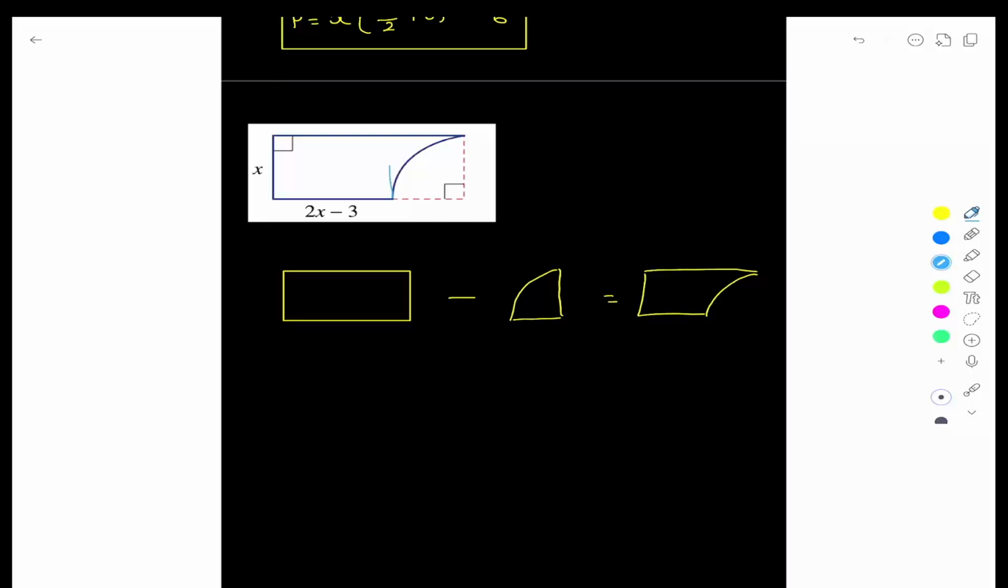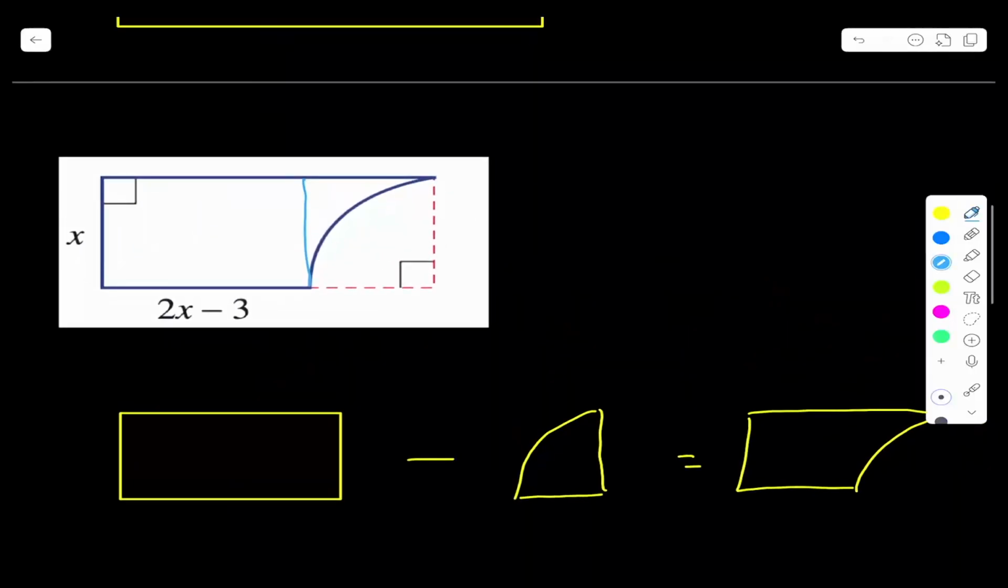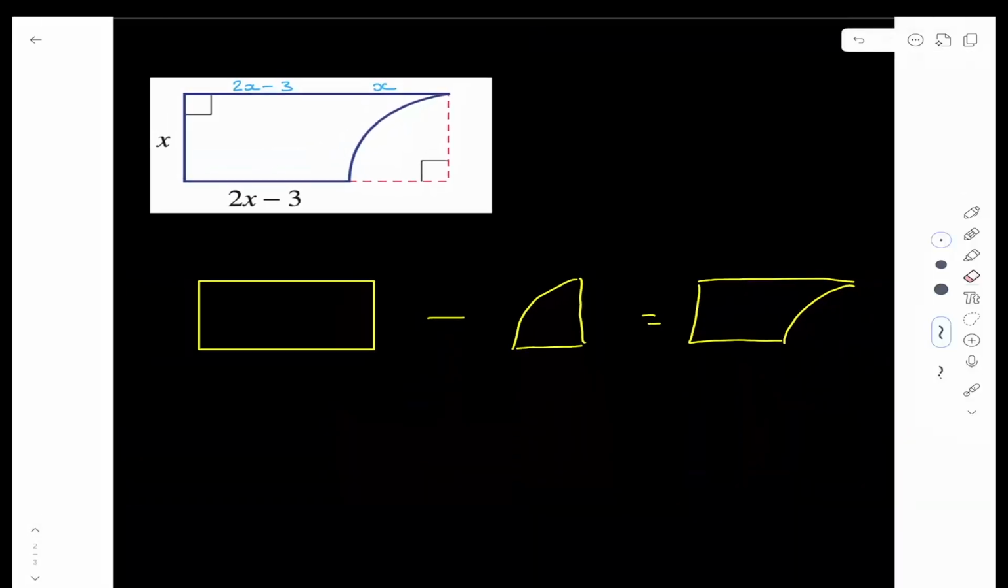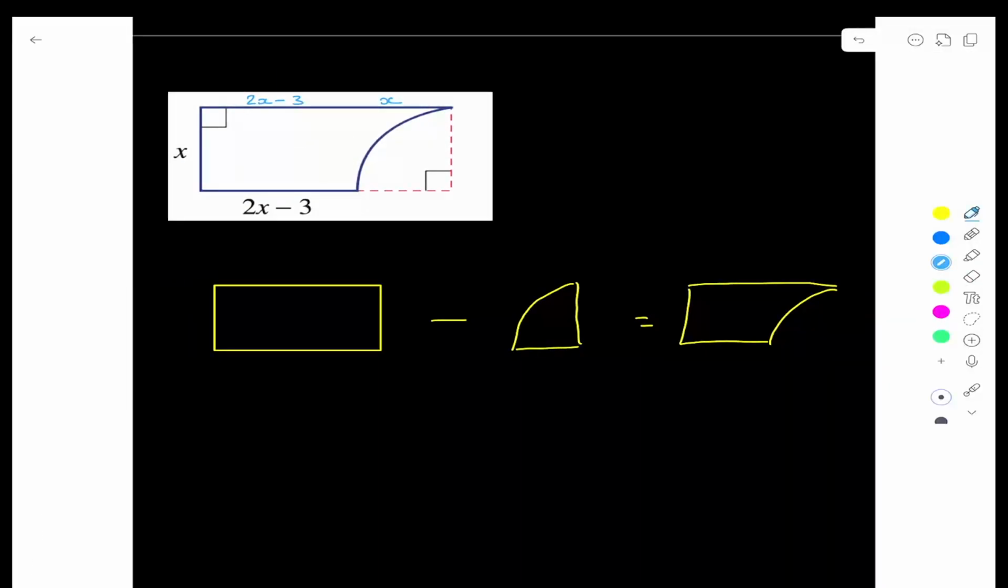So remember, we said that this distance over here is just 2x take 3, and this distance was the radius of the circle, which is x. Beautiful. So to work out the area of this rectangle, it's 2x take 3 plus x, and that was x over here. So we just multiply the length times the width. But let's just simplify that first. So we have 2x take 3 plus x, and we're going to multiply that by x.